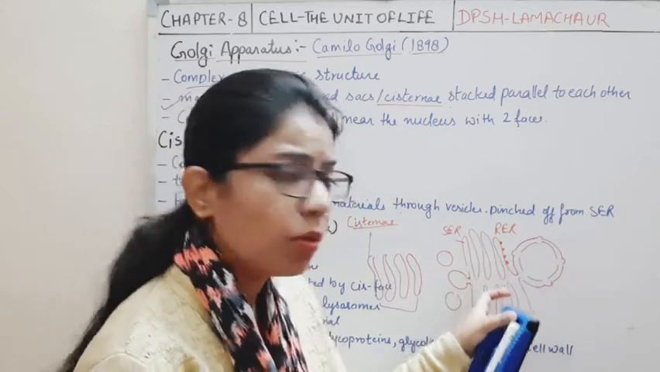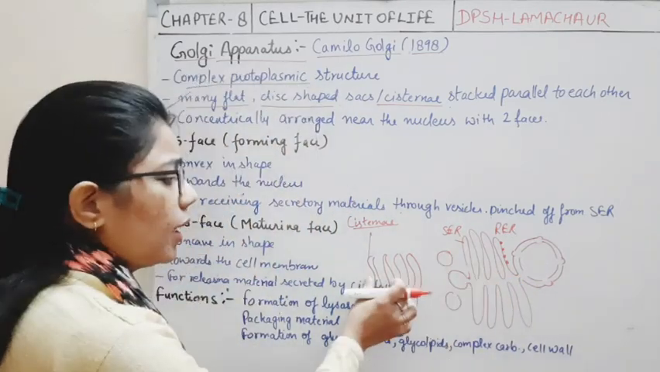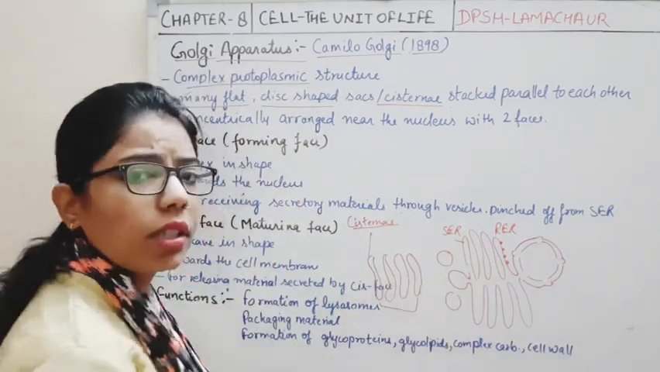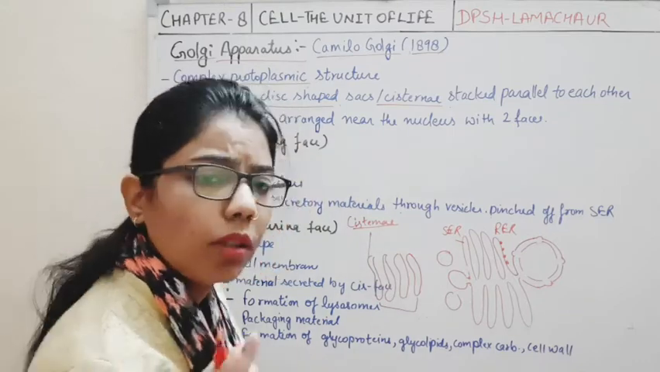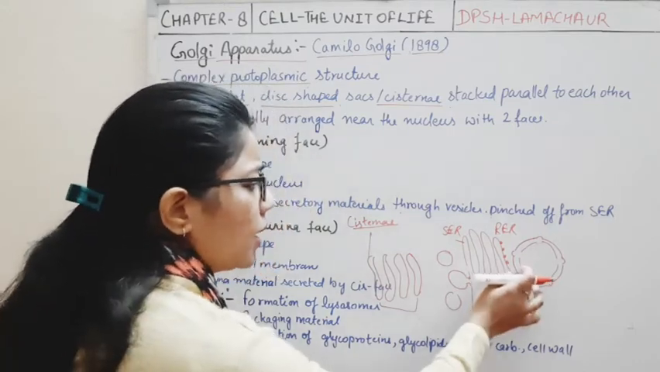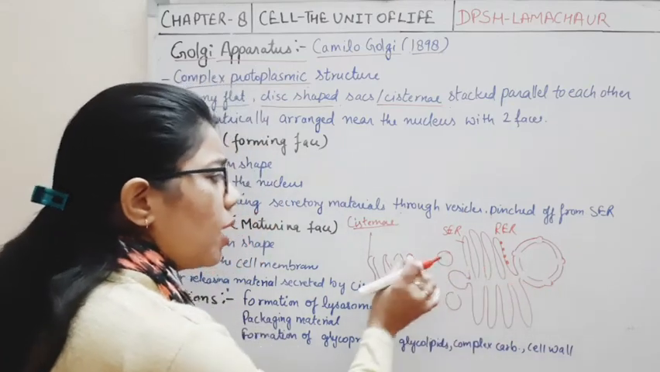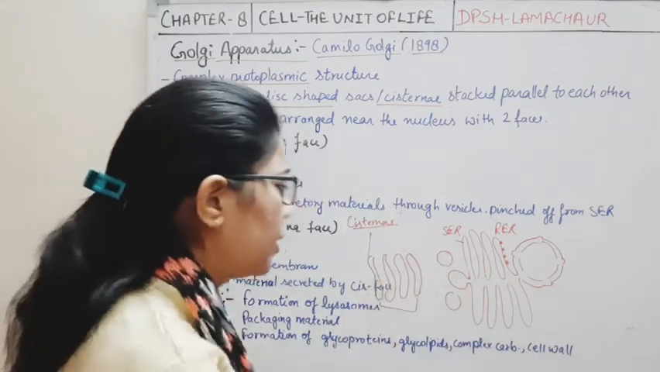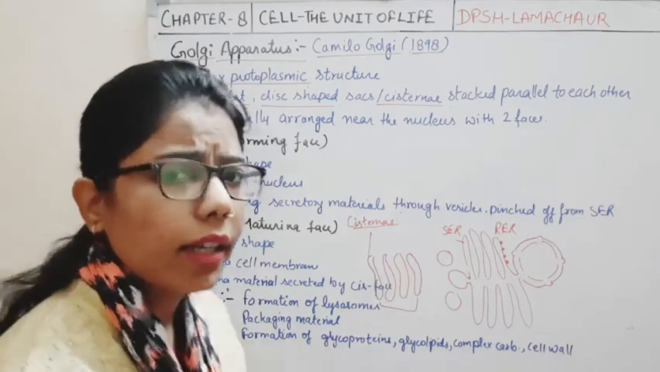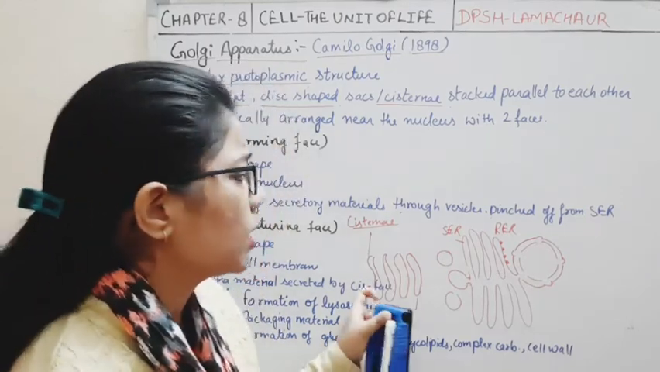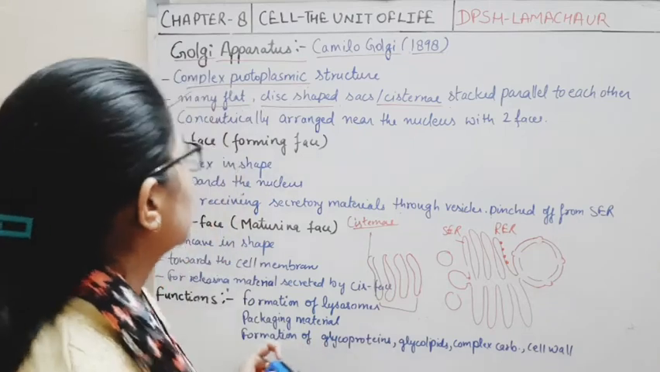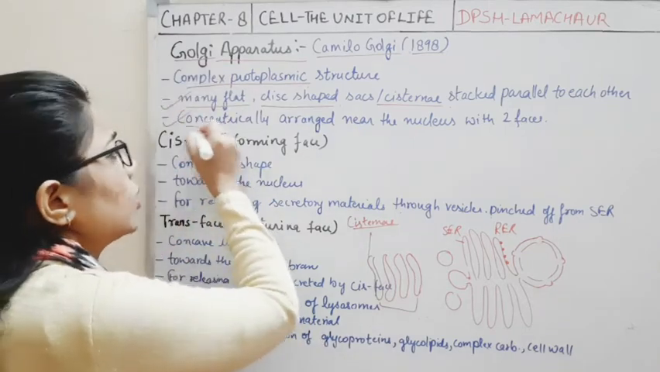So these tubules are also known as cisternae, and these stack-like structures are also known as cisternae. The only difference is that you can see these are interconnected with each other. If something is coming here, it will move like this. But in the case of the Golgi apparatus, these are not that interconnected. So this is one of the characteristics.